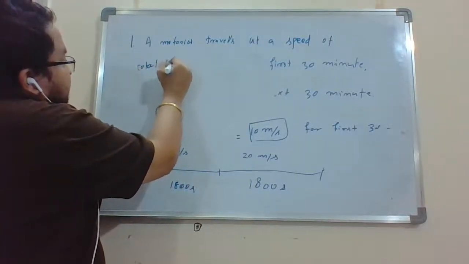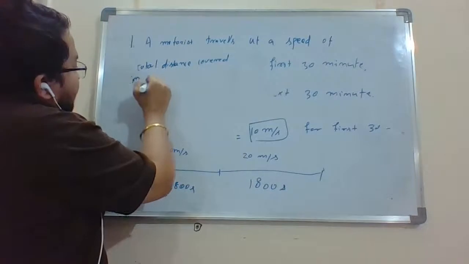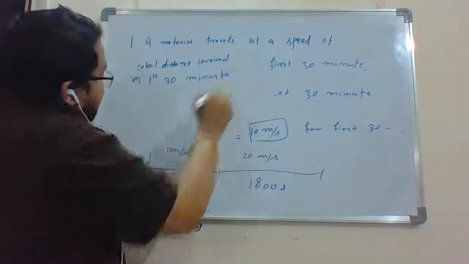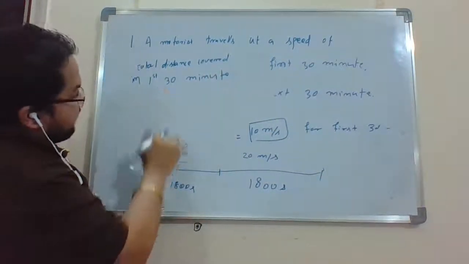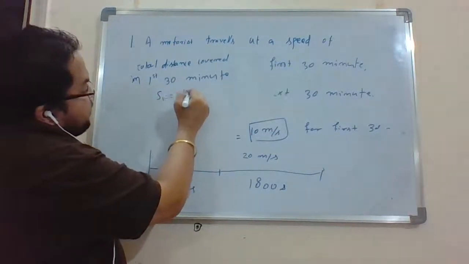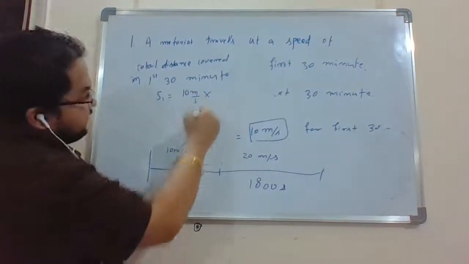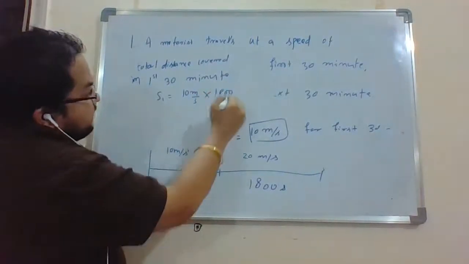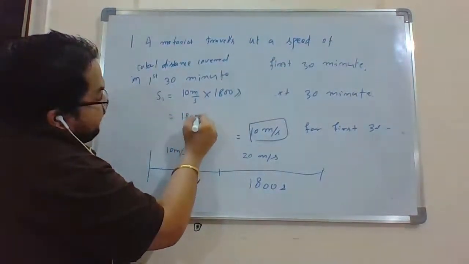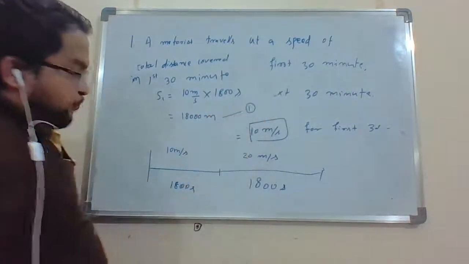Okay, so the next step would be, we need to find out the total distance covered in the first 30 minutes. It will be nothing but, what was the speed? Let's call it S1. So S1 will be 10 meters per second, into, for how many seconds? 1800 seconds. So it will be nothing but 18,000 meters. Okay, so this is my first thing.